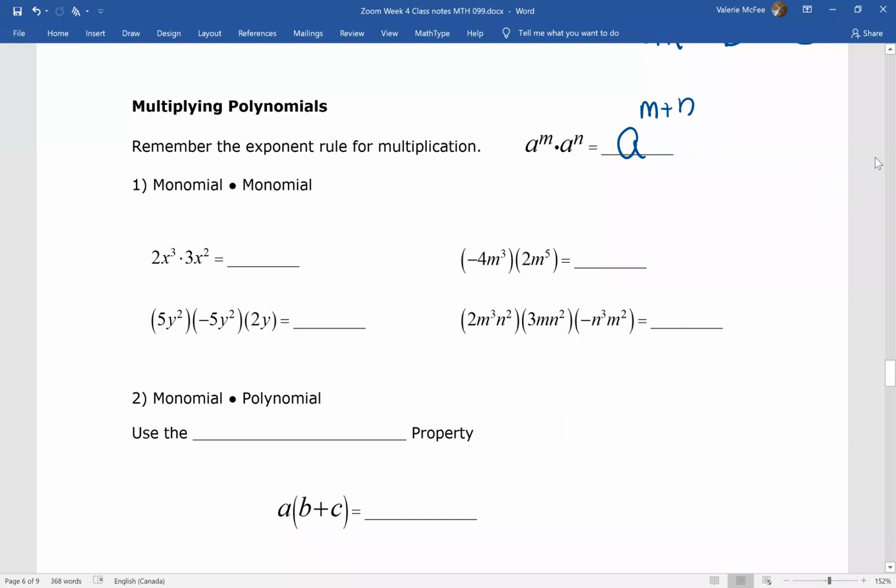Remember that multiplication is commutative. I can change the order of this question. I could write this as 2 times 3 times x cubed times x squared. We were looking at examples like this. You multiply the integers in front, and then you multiply powers with the same base. Keep the base, add the exponents. Pause your video and try the next 3 questions.